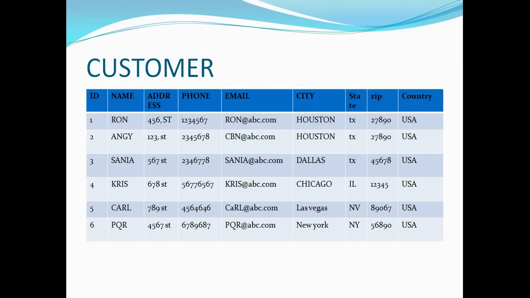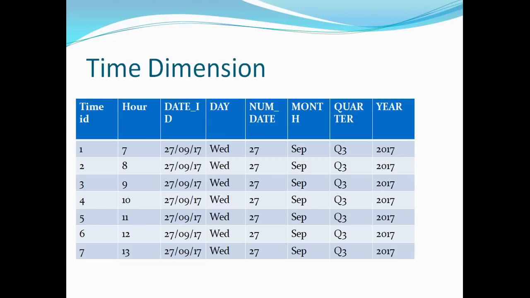Let's say by mistake I placed the zip code of Houston incorrectly. Now I'll have to go ahead and modify that zip code in 2 million rows. So that can lead to certain issues. This is our time dimension. So maybe the denormalized concept you can understand with this clearly.